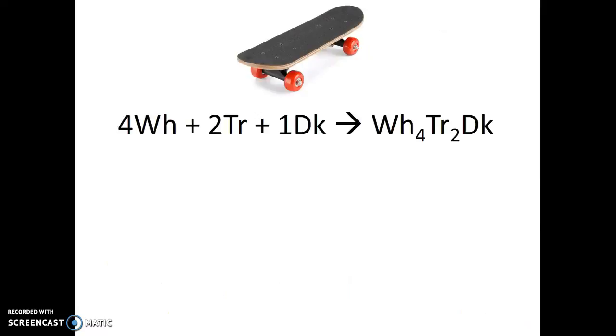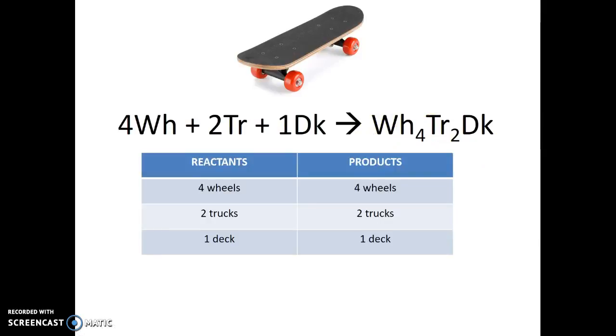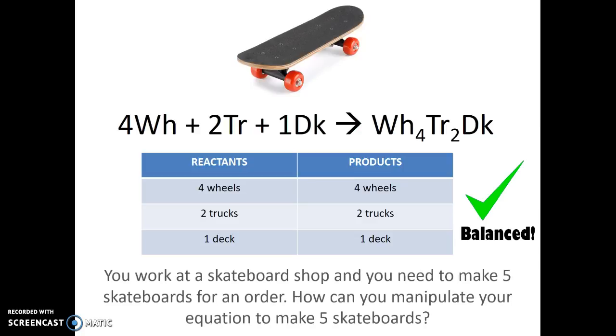Now, to make one skateboard, you should have 4 wheels, 2 trucks, and 1 deck. And so on the right-hand side, you should have made your molecular compounds containing the same number of each type of atom. So if we set up this table again, we indeed have 4 and 4 wheels, 2 and 2 trucks, and 1 and 1 deck. And this is a balanced equation.